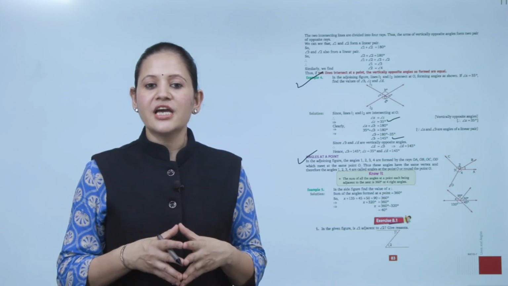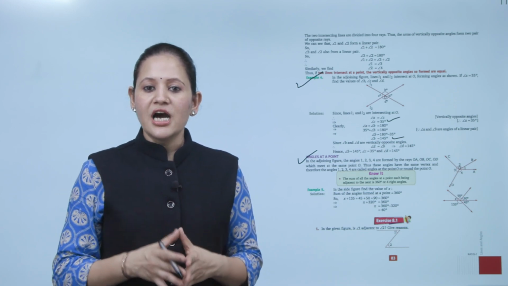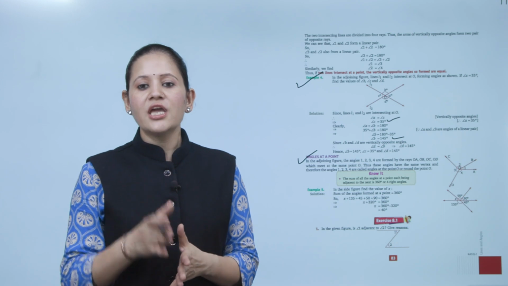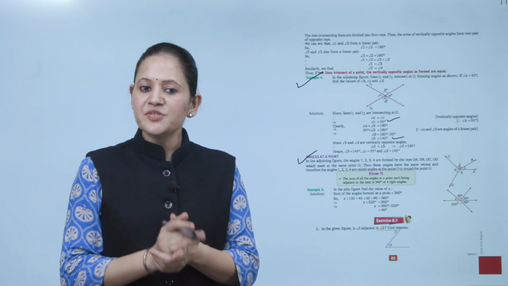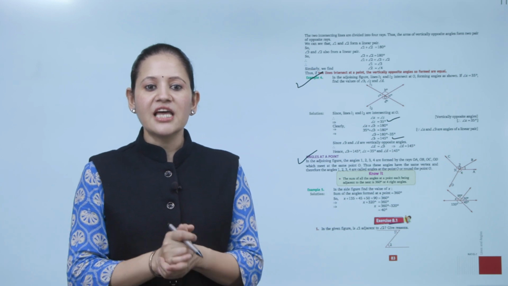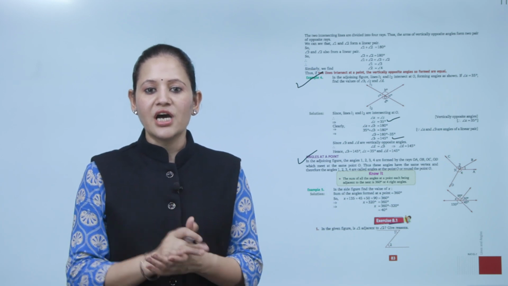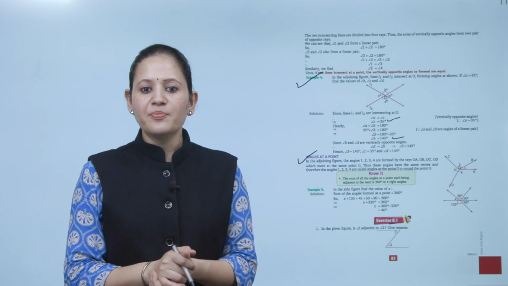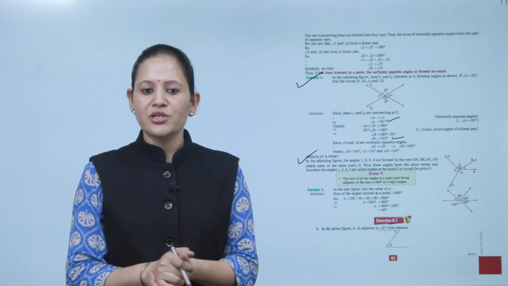In the adjoining figure, the angles 1, 2, 3, 4 are formed by the rays OA, OB, OC and OD, which meet at the same point O. Thus, these angles have the same vertex, and therefore angles 1, 2, 3, 4 are called the angles at the point O or round the point O. Know it.